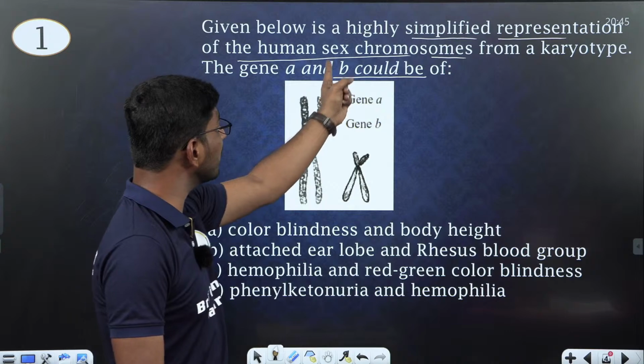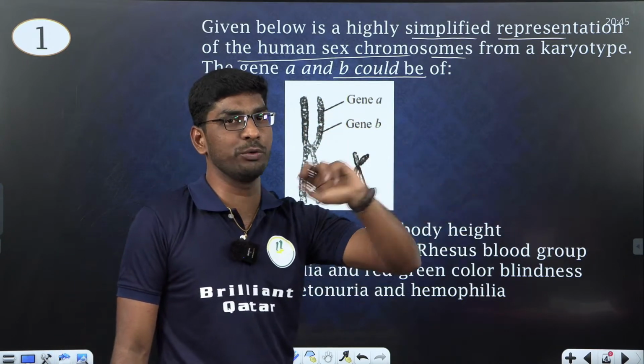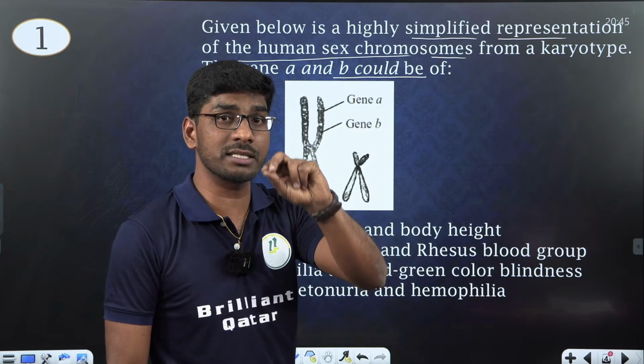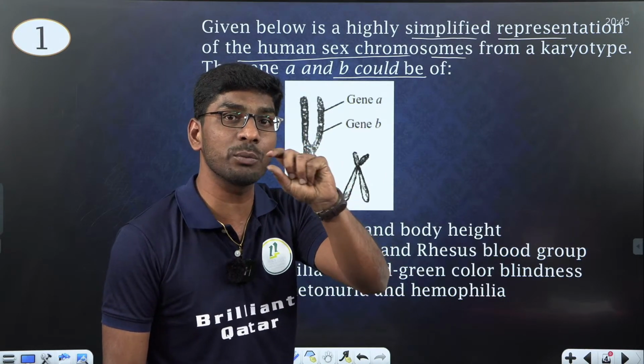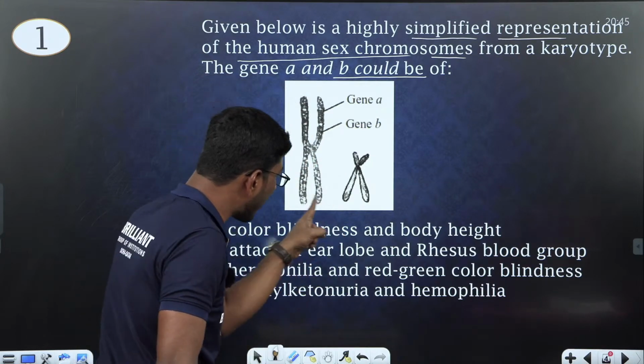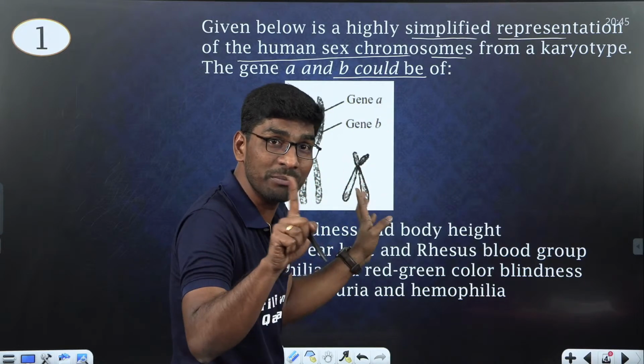Sir, in the question they mentioned sex chromosomes, but we don't know which one is the X chromosome and which one is the Y chromosome. Remember students, if you recall the theory classes, the X chromosome is bigger than the Y chromosome. These are sex chromosomes. Sex chromosomes are not homologous, they are not complementary. Do you remember?